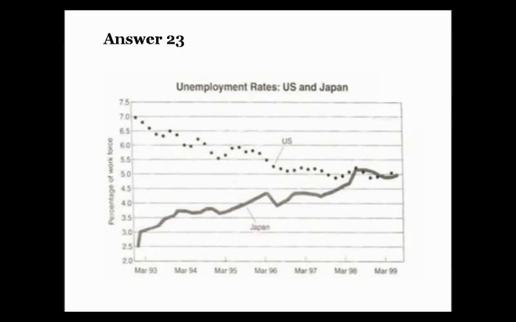Last but not the least, for the US, the largest number can be found in March 1993, which is about 7%. In conclusion, I think it is beneficial because it tells about unemployment rates in the US and Japan in terms of percentage of workforce and the time period.